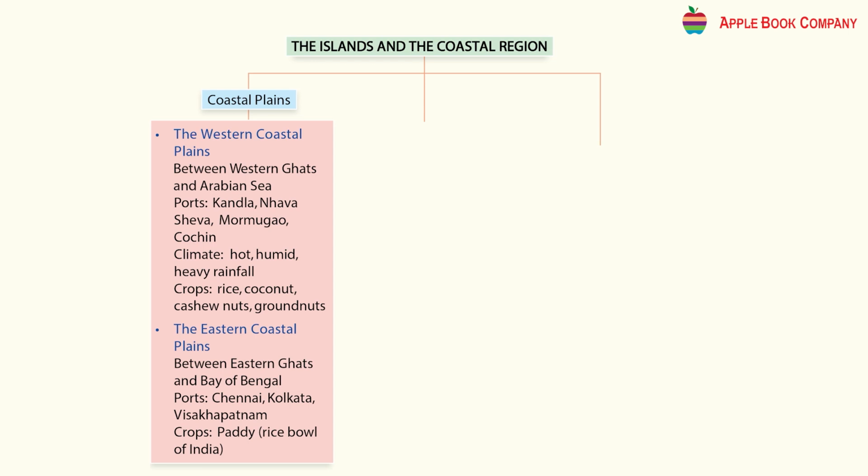Mind map. The islands and the coastal region. Coastal plains: the western coastal plains between the Western Ghats and the Arabian Sea. Ports: Kandla, Nhava Sheva, Mormugao, Cochin. Climate: hot, humid, heavy rainfall. Crops: rice, coconut, cashew nuts, groundnuts. The eastern coastal plains between the Eastern Ghats and the Bay of Bengal. Ports: Chennai, Kolkata, Visakhapatnam. Crops: paddy, rice bowl of India.